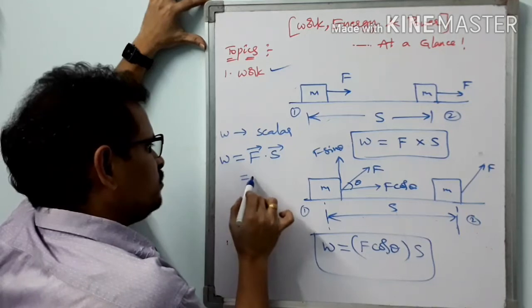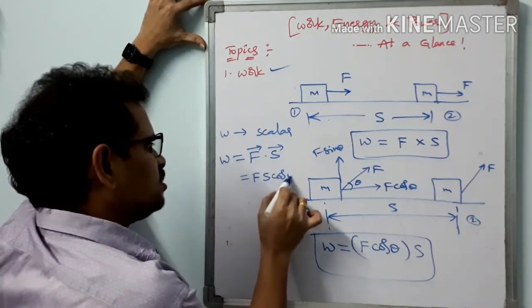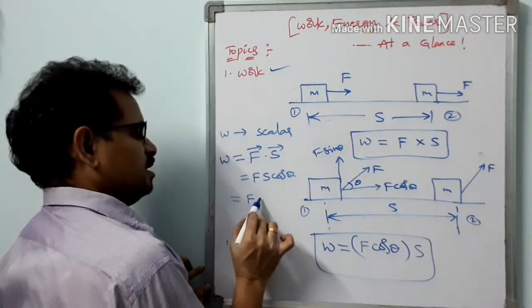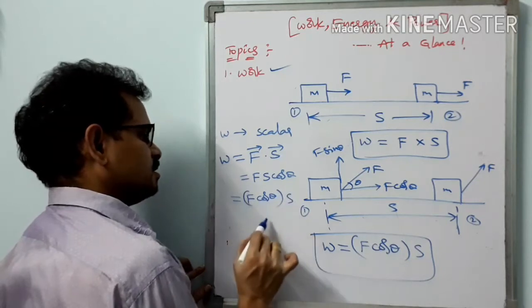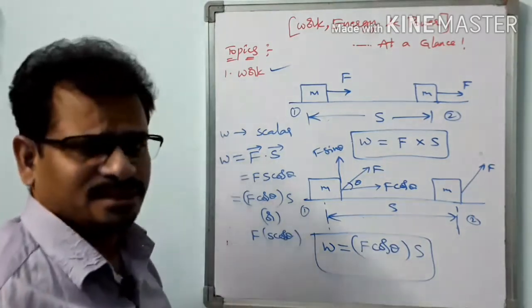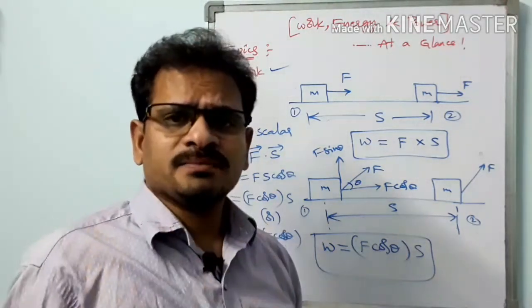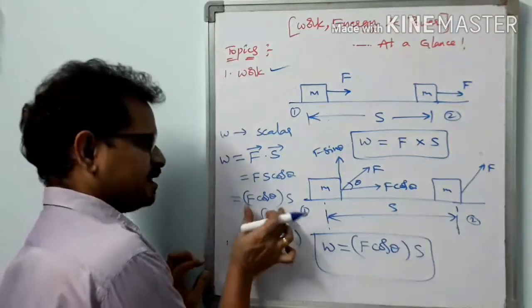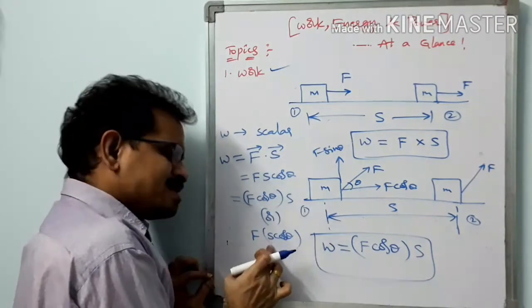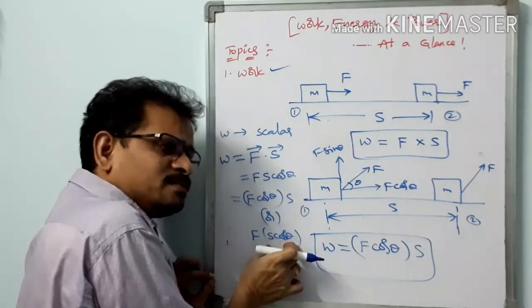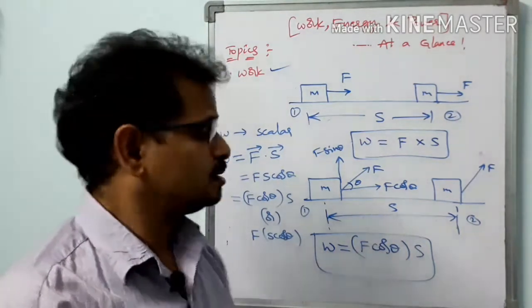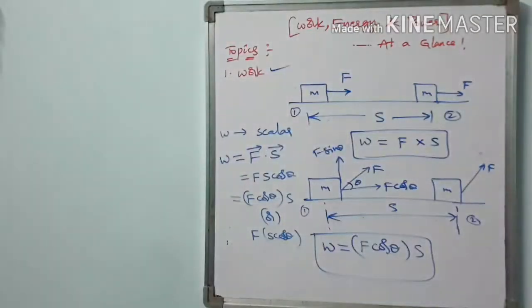By definition, F bar dot S bar equals F S cos theta. This can be expressed as F cos theta into S, or F into S cos theta. See what F cos theta is here: this is the component of force which is responsible for this displacement. And S cos theta is the component of displacement in the direction of this force. Shall I give an example regarding this one?